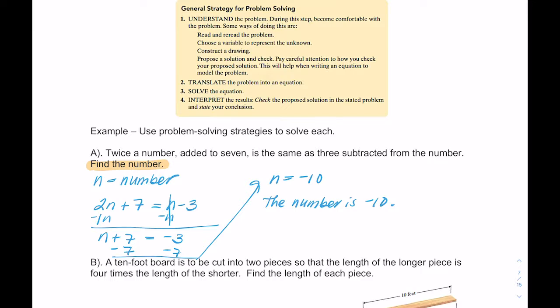And I can check that by plugging in negative 10 for n. So 2 times negative 10 plus 7 should be the same as negative 10 minus 3. So I know order of operations tells me to multiply first. 2 times negative 10 is negative 20. Negative 20 plus 7 is negative 13. And negative 10 minus 3 is also negative 13. So I know that my answer is correct.